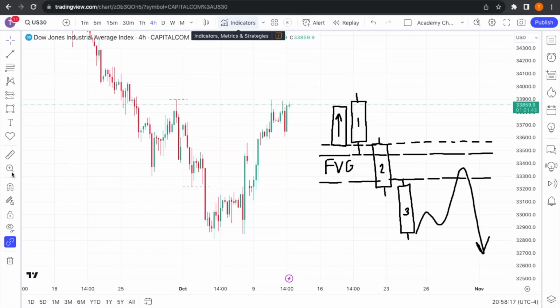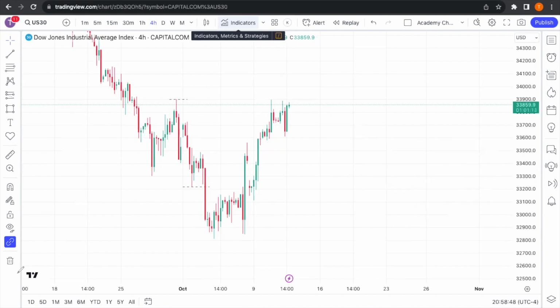So if we have this fair value gap, what we want to do is pair it with the order block. So we trade the order block and the fair value gap. Does that make sense? So why would this order block be a valid trade? I want you to count the candles.